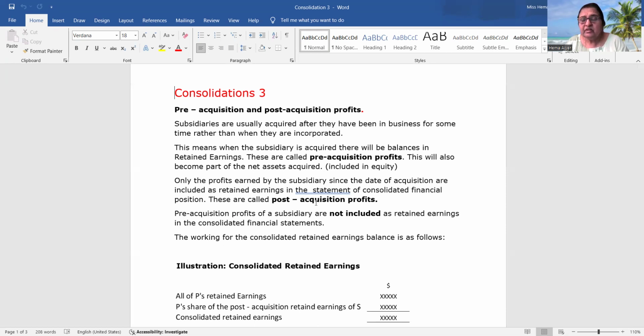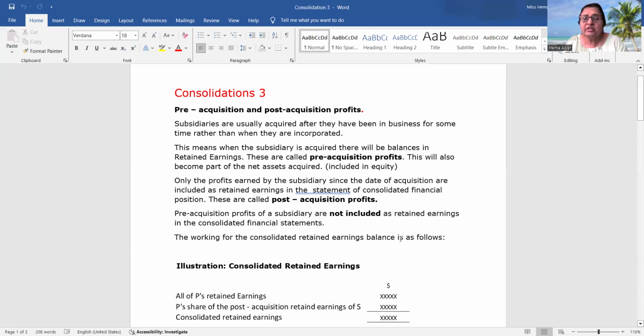In the financial position, you will be taking the post-acquisition profit along with P Limited's retained earnings. There can be other reserves as well, for example, revaluation reserve. That also will be treated in the same way. We will have an example of that at a later stage. For the basic learners, it's not necessary.